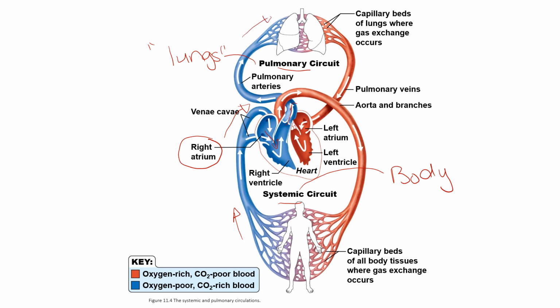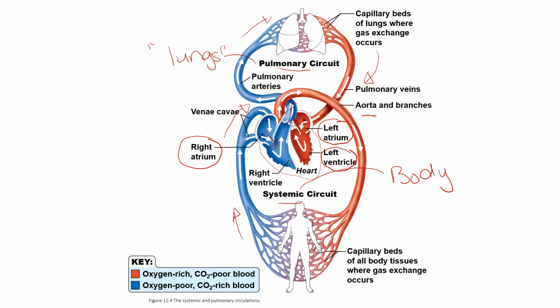Once the blood picks up oxygen, most textbooks or theoretical images depict oxygen-rich or oxygenated blood as red. That oxygen-rich blood returns to the heart, coming to the left side of the heart. It first enters the left atrium, then flows into the left ventricle, and then via the aorta, it goes to the rest of the body to oxygenate the body.